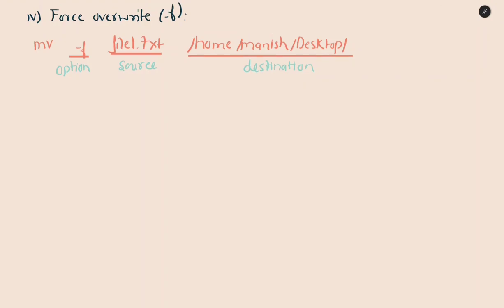Now we will study about the interactive mode, that is -i. This option prompts the user for confirmation before overwriting a file at the destination. Example, mv -i file1.txt, where I want to move, /home/manish/desktop.